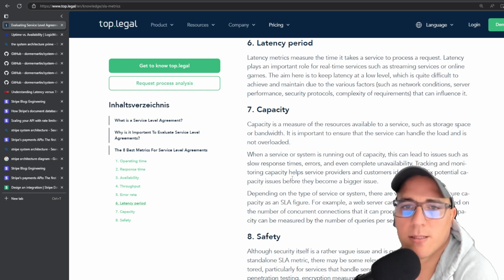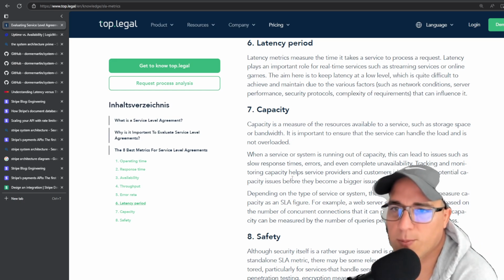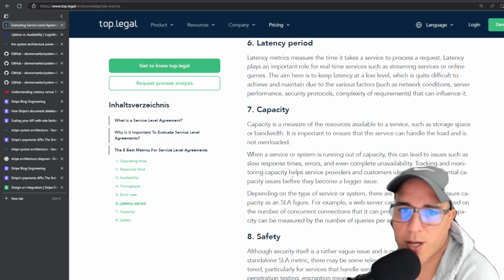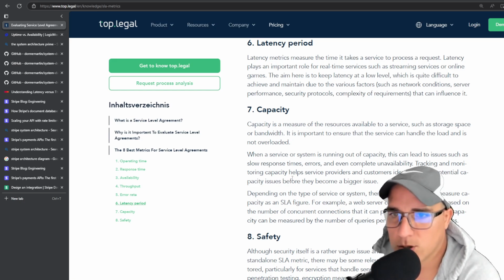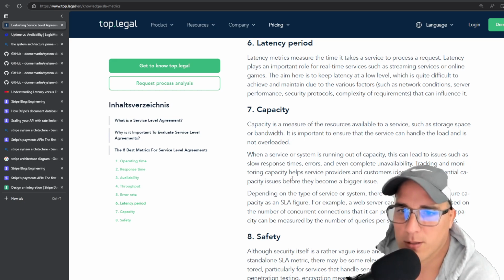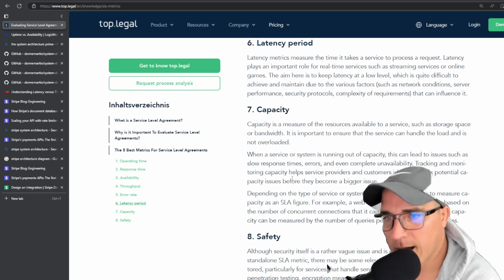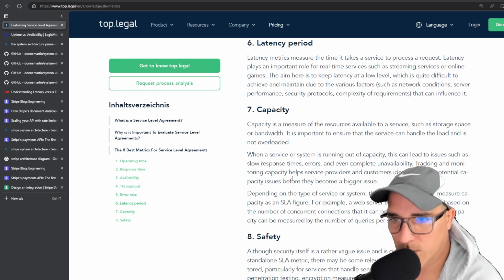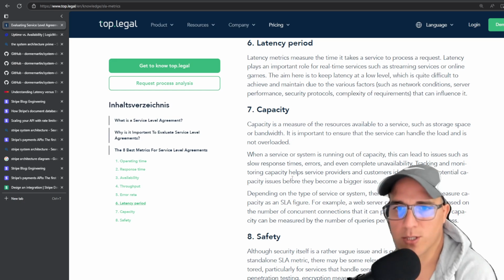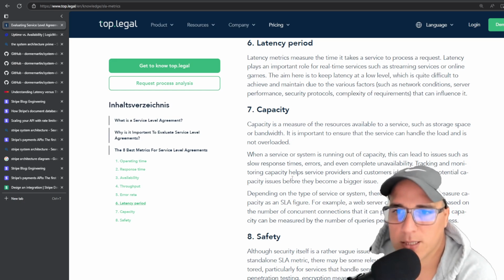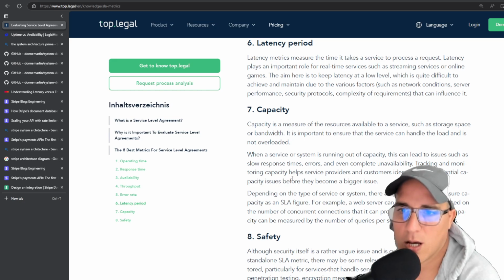Capacity. Capacity is a measure of the resources available to a service, such as storage space or bandwidth. It is important to ensure that the service can handle the load and is not overloaded. So basically, capacity is just more related to the data layer you have. And I think one of the issues that I have seen in my past is that most companies restrict the capacity in order to save cost.